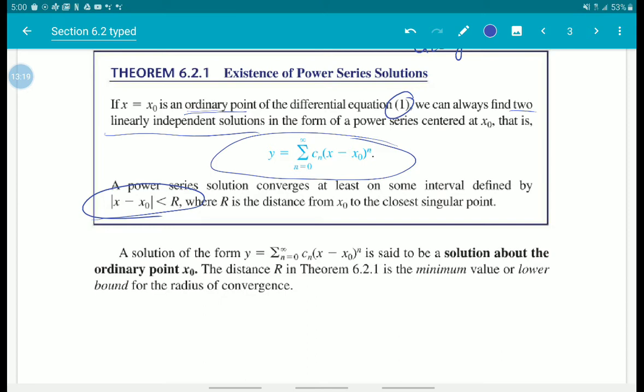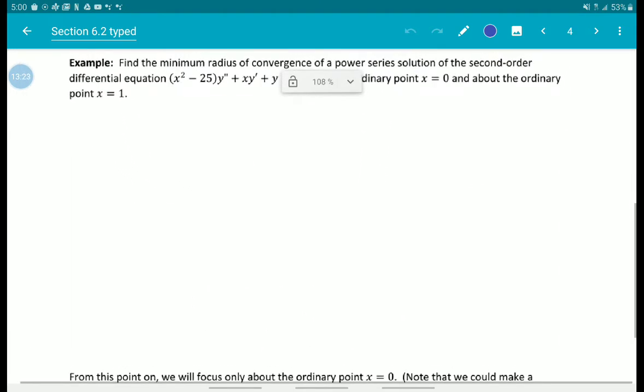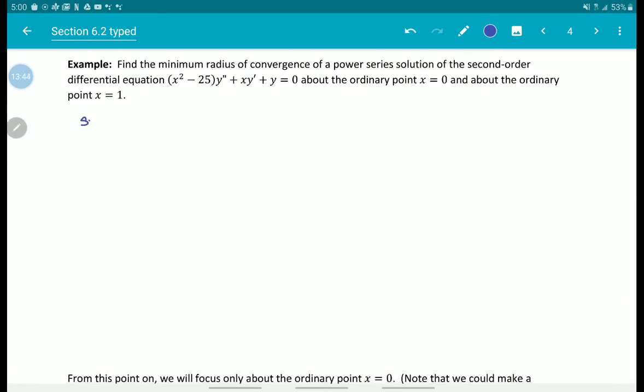So let's look at a few examples. Now I actually want to start with the second example first. So we want to find the minimum radius of convergence of a power series solution of the second order differential equation about the ordinary point x equals 0, and then about the ordinary point x equals 1. So we've got two parts to this problem here. So let's find those singular points.